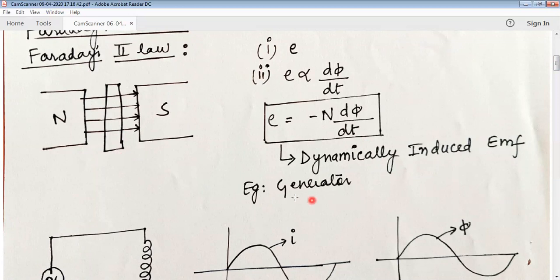So an example where this dynamically induced EMF is created is the generator. In generators, whatever EMF is induced is because of the conductors placed on the rotor. So that EMF is called the dynamically induced EMF. Now let's see the stationary or statically induced EMF.